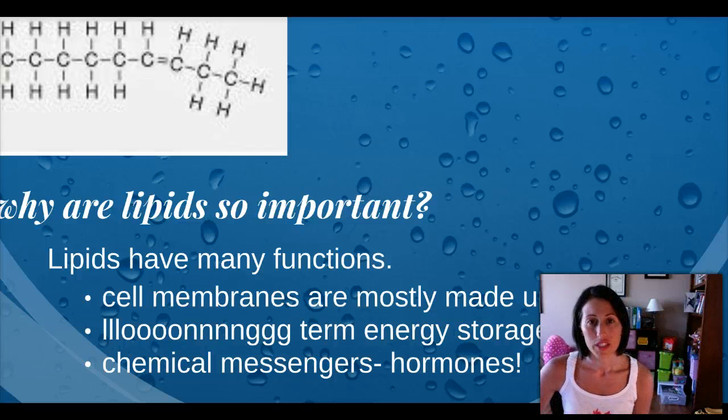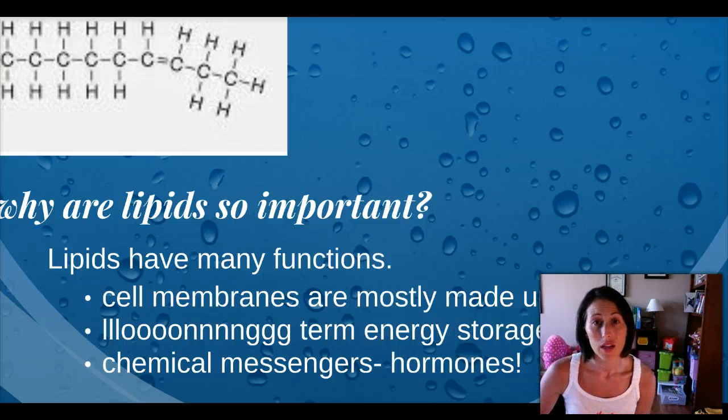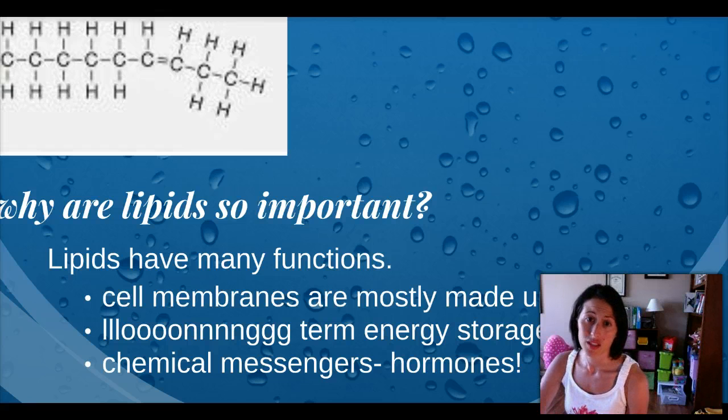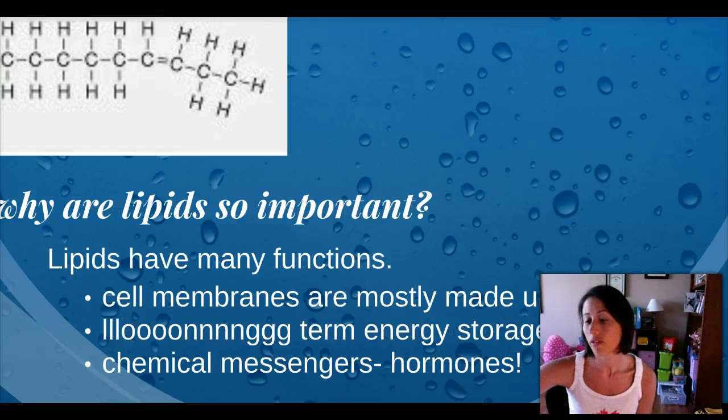So why are lipids so important? Because if you hear about people saying, oh, I'm going on a diet, I can't have that, it has too much fat in it. Well, fats are important in a limited amount, okay? So lipids have a lot of functions. Cell membranes are mostly made up of lipids, and if we didn't have a cell membrane, your cells would fall apart. You would be a big pool of mess on the floor.